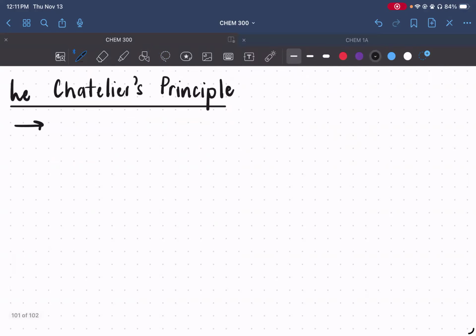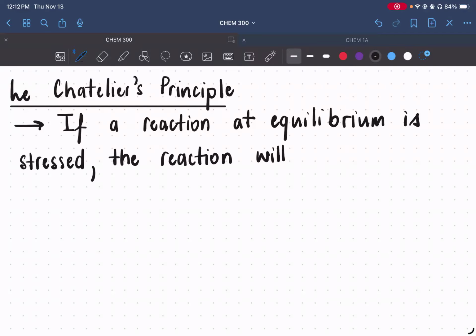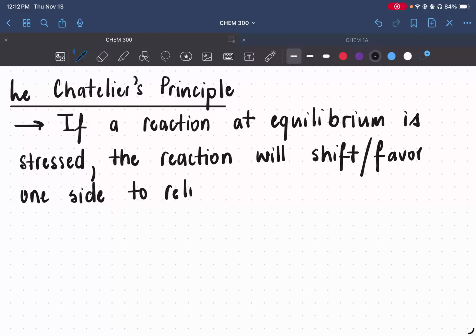Le Chatelier's principle states that if a reaction at equilibrium is stressed, the reaction will shift, favoring one side, to relieve that stress, reestablishing equilibrium.